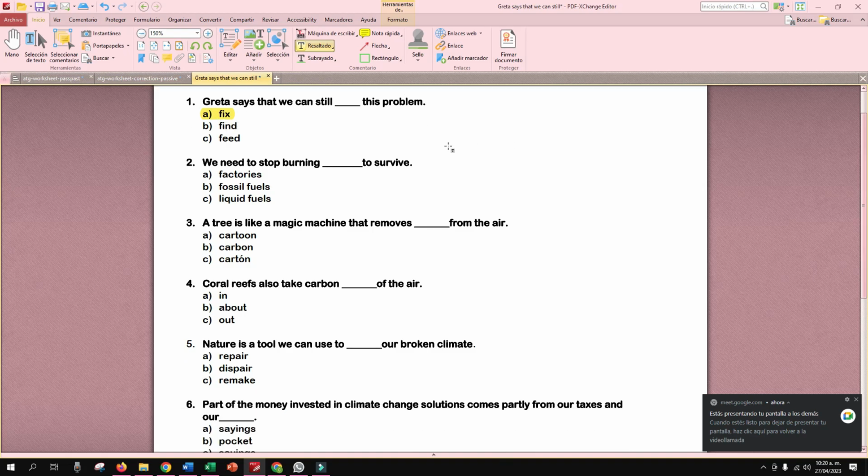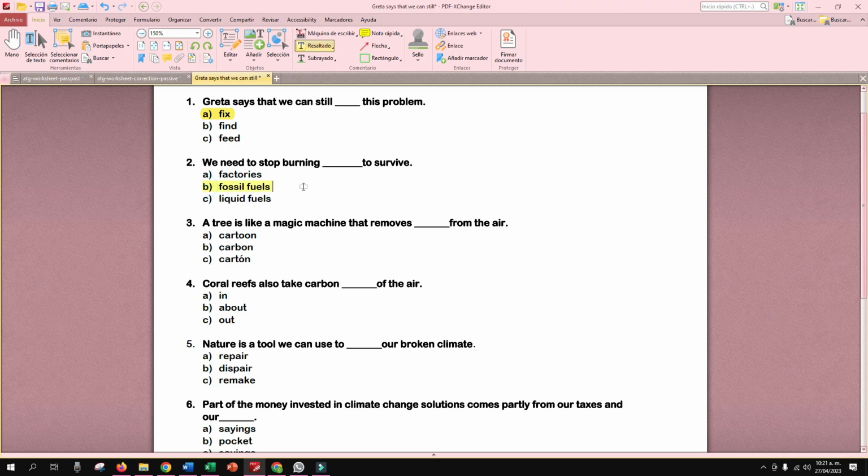Excellent. Two. We need to stop burning factories, fossil fuels, or liquid fuels. Which could be that one? Maybe liquid, no? Fossil. Fossil fuels. Yes, that would be it. We need to stop burning fossil fuels to survive. Okay, Edwin, that's okay. Perfect.